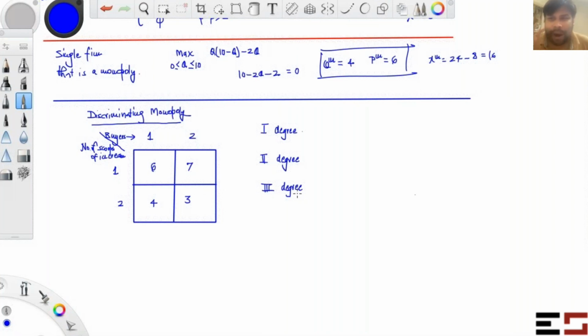Now let's combine these two, second degree and third degree, and you'll get first degree. So first degree is where you can offer both. You can discriminate across units as well as across the person, the consumers. Is that fine?